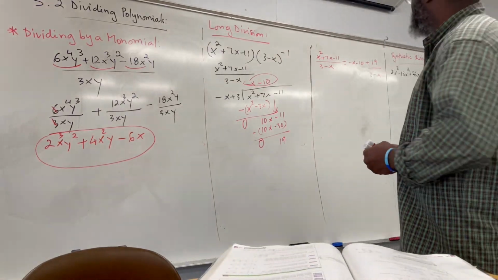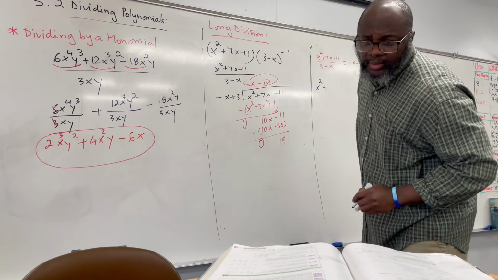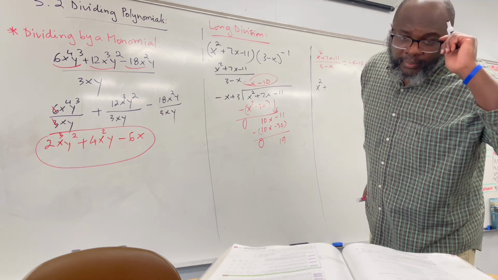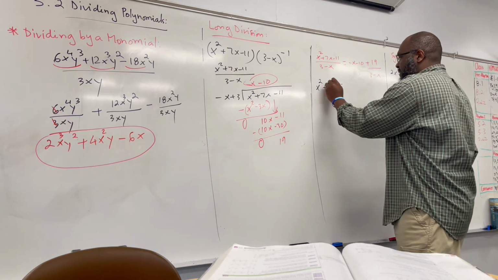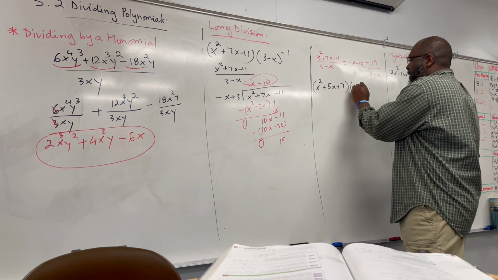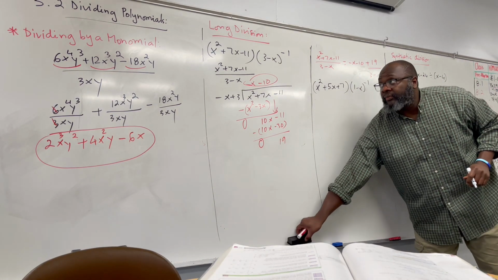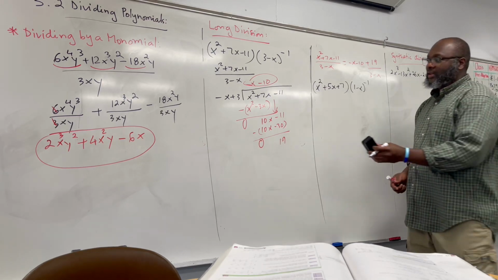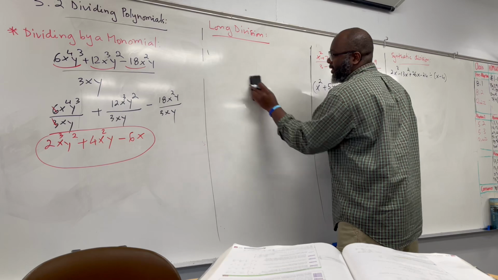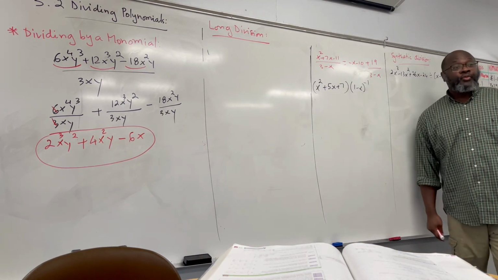All right, so we have x squared plus 5x plus 7 times (1 minus x) to the negative 1. I want a volunteer to help me here. All right, Kaylee, help me. So what would you do first?